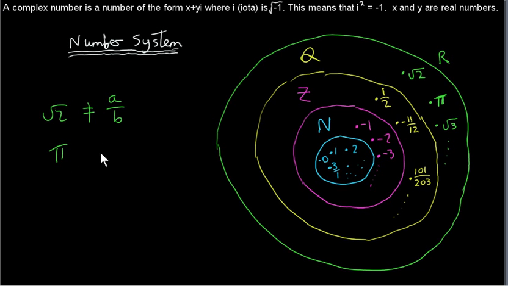Remember, pi itself cannot be written as a rational number. Pi is not equal to 22 over 7. 22 over 7 is an approximation for pi. You cannot write pi as an integer divided by an integer. It's an irrational number.